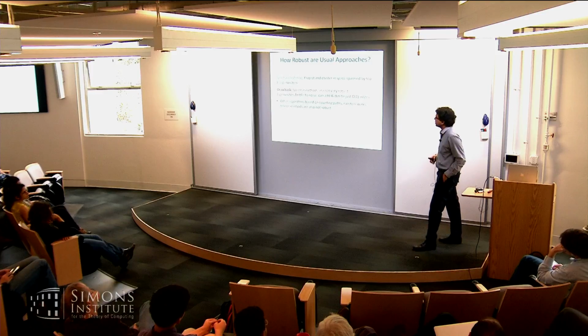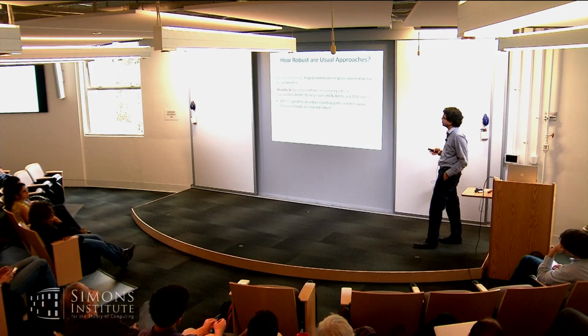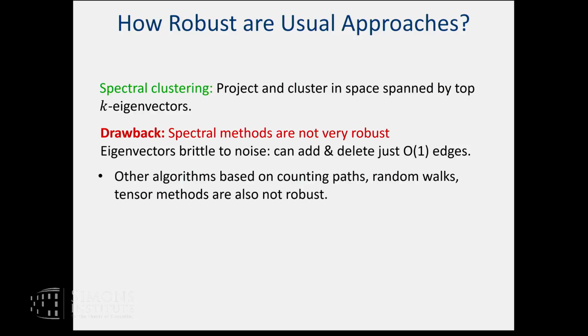Okay, and you could ask, how robust are usual approaches? For instance, if you look at spectral clustering, which finds the top k eigenvectors of the adjacency matrix of your graph, projects and clusters them, then these kind of spectral methods are very brittle to noise, because you can just corrupt a few edges or a few entries in your matrix, and your spectrum can go haywire. So in this sense, spectral methods are not very robust, and so are methods like counting paths and random walks and so on, which are often used to get these kind of guarantees for stochastic block models.